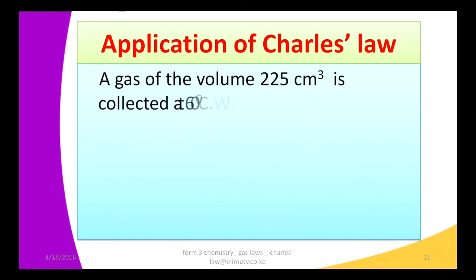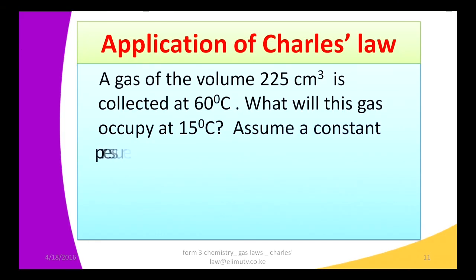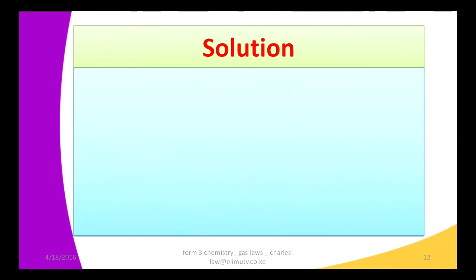So we have this one here. A gas of volume 225 centimeters cubed is collected at 60 degrees Celsius. What will it occupy at 10 degrees Celsius? Assume a constant pressure. We have to emphasize here that pressure must be constant. So we proceed, and we have steps to solve this problem.